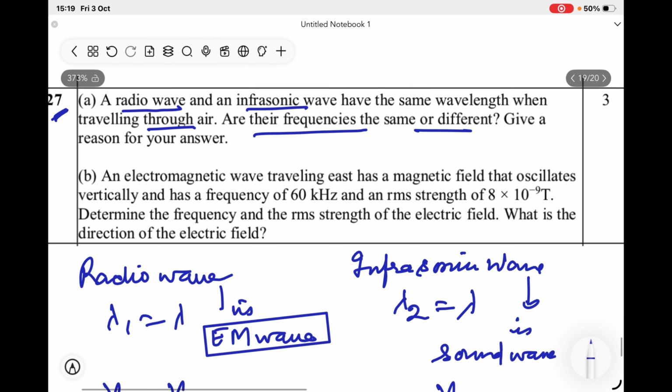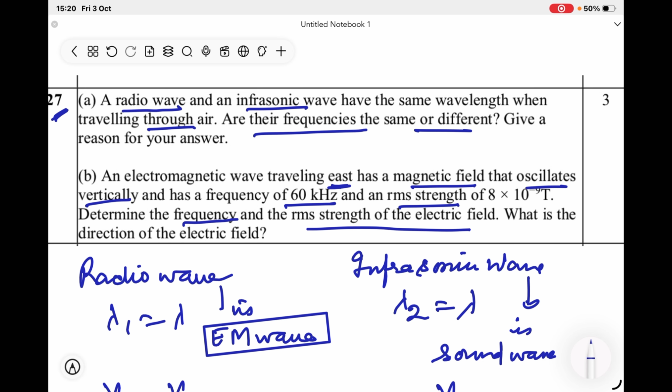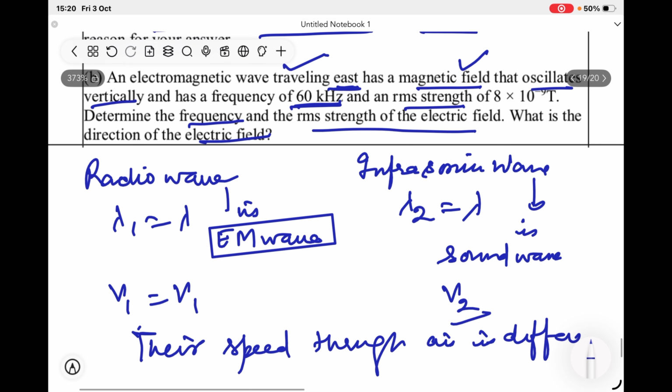An electromagnetic wave traveling east has a magnetic field that oscillates vertically and has a frequency of this much and an RMS strength of this much. Determine the frequency and RMS strength of the electric field. What is the direction of the electric field? So the wave is traveling east, magnetic field is vertical, frequency is 60 kilohertz.